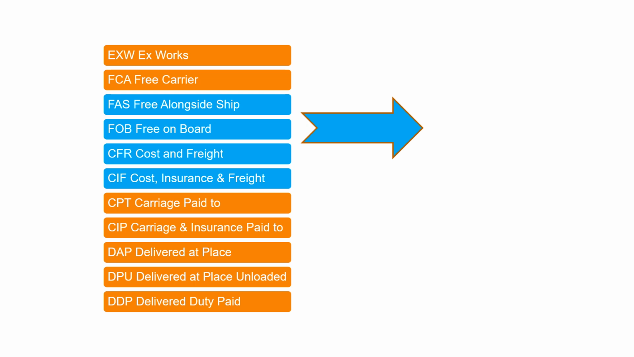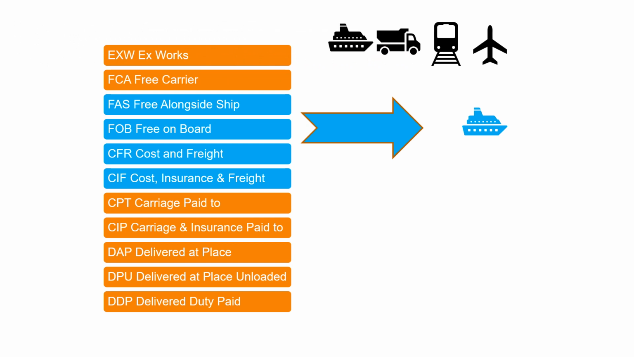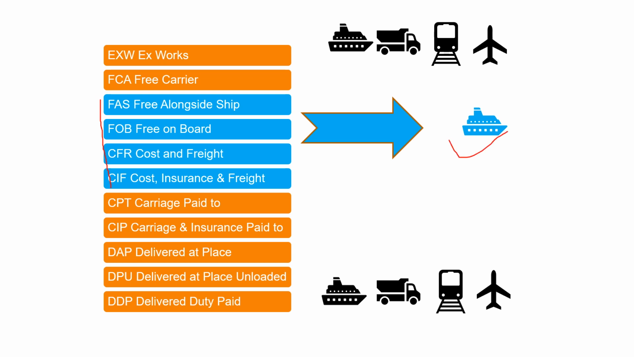Out of this, you can see that the four which are marked in blue are specifically for the transport of sea and inland waterways. And the remaining are general and neutral terms which can be used for any type of transport. They can be used for sea carriage, road carriage, rail carriage, as well as air carriage. But these four, that is the FAS, FOB, CFR and CIF, are specifically for sea carriage.